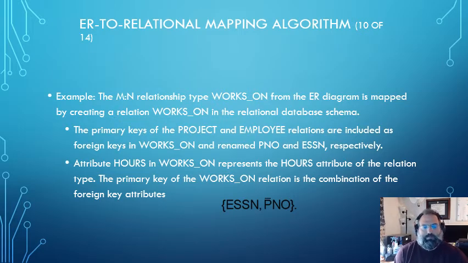An example of an M-to-N relationship type is works on from the ER diagram, which is mapped by creating a relation works on in the relational database schema. The primary keys of the project and employee relations are included as foreign keys in works on and renamed PNO and ESSN respectively. Attribute hours in works on represents the hours attribute of the relationship type. The primary key of the works on relation is the combination of the foreign key attributes.